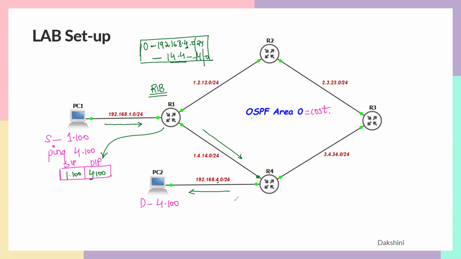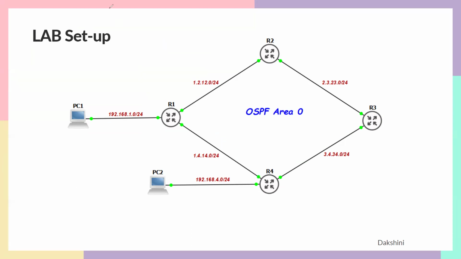But I want to alter this decision. I want to change from normal destination-based routing to policy-based routing. So what we need to do in this case is create a policy. For that, I would require a route map. I will create a route map.